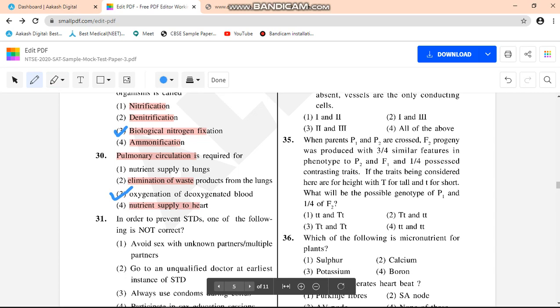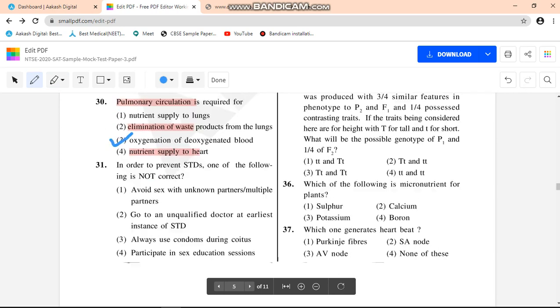And friends, pulmonary circulation, it is also known as systematic circulation, which means circulation of blood from heart between and between the other parts of body. This is also called systematic circulation.